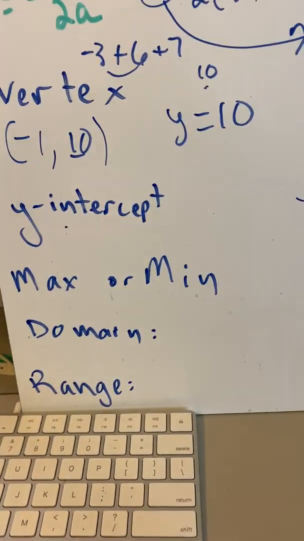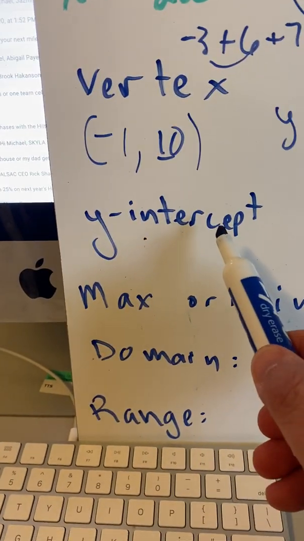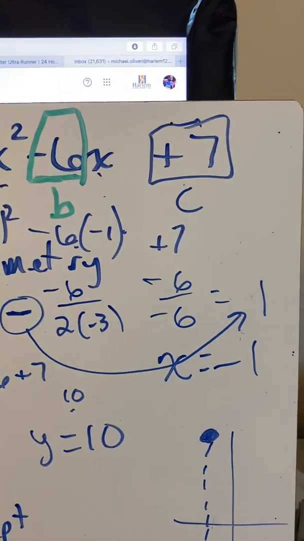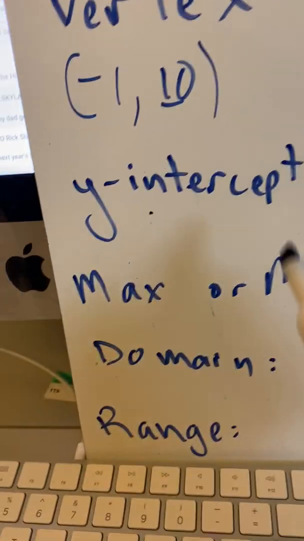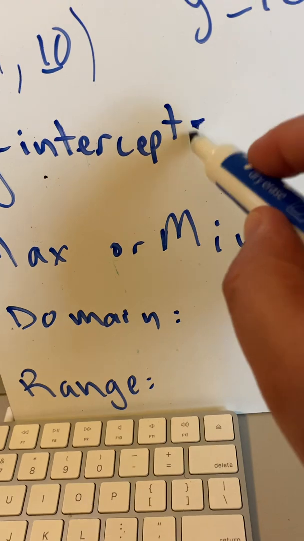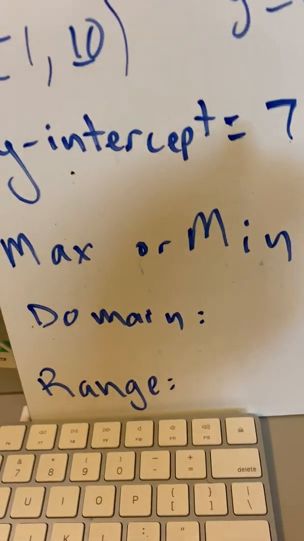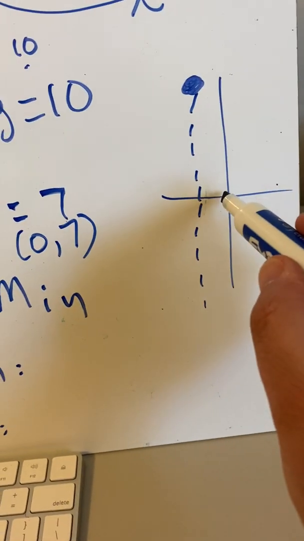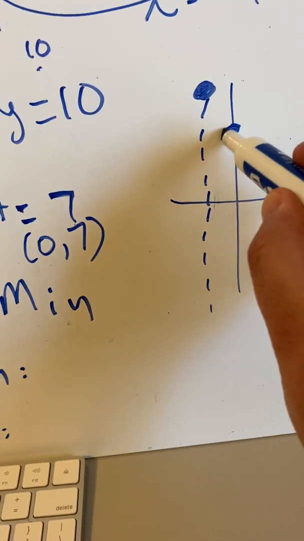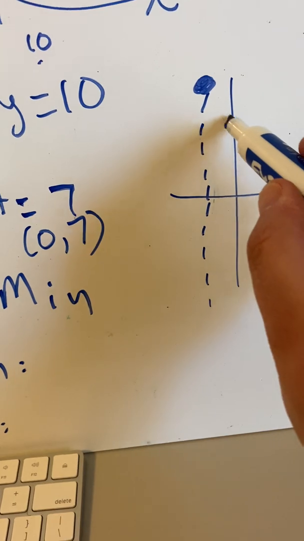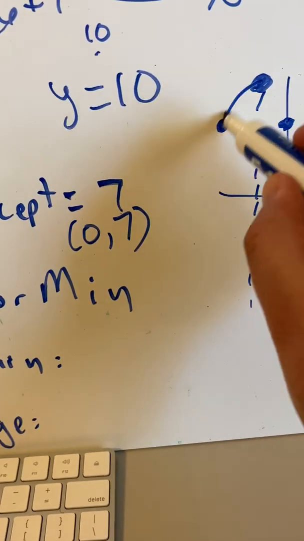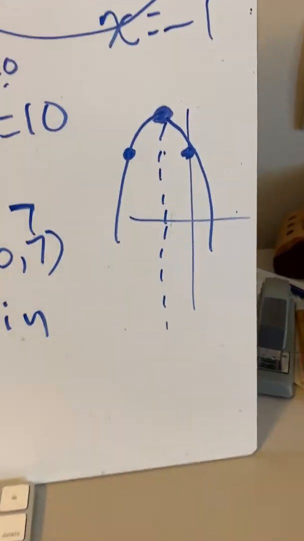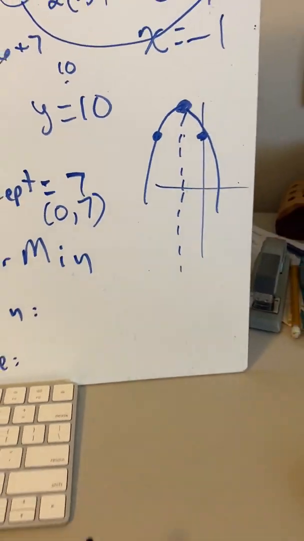Y-intercept. Now I'll go back to this. Y-intercept. What is the y-intercept? It's the C value in your equation. So your y-intercept is positive 7. Or if you think about it, it's 0, 7. So right or left 0, up to 7, right there. Now, balance the scale. It'll go over there, and your graph should look like that. Okay, it should. I'm just sort of generalizing the other parts of this.